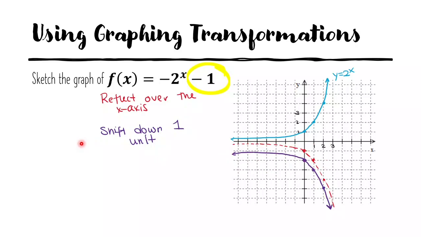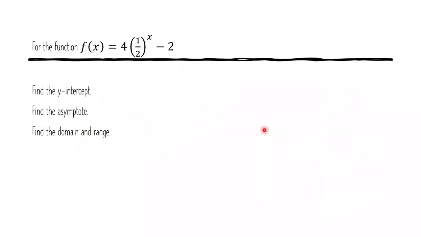So one thing I'd like to point out in these examples is notice that the vertical shift is determining where that asymptote is. It's at y equals 0 for our parent function, but if we move the graph up or down, that moves the location of that asymptote. So let's see if we can answer some questions without actually creating a detailed graph. I have the function 4 times 1/2 to the x minus 2.